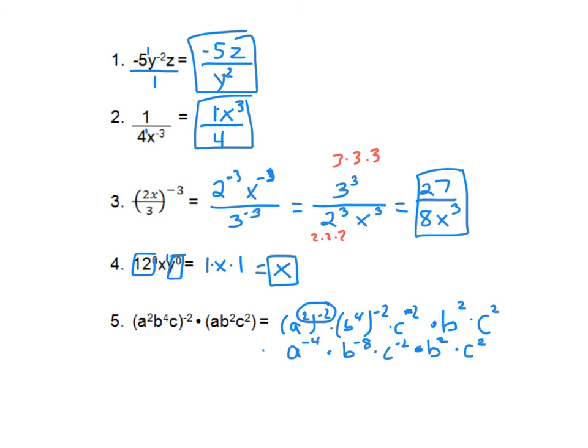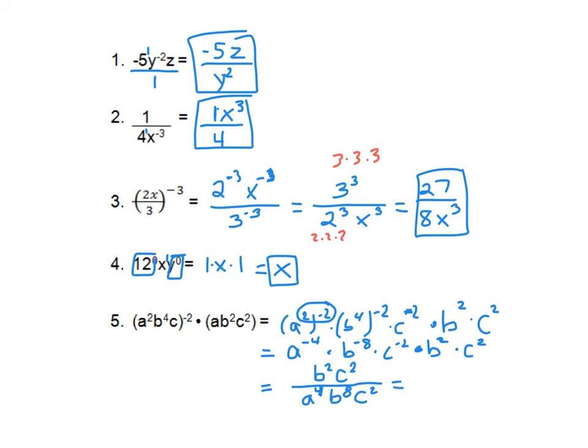Now I finally get to the point where I can use my fraction and decide if things are going to move or stay. A to the negative 4, I'm going to move it, and I'm going to make my power positive. B to the negative 8, I'm going to move it to the other side of the fraction and make my power positive. C to the negative 2, I'm going to move that to the bottom of my fraction and make the power positive. B squared, right here, has a positive exponent, and so it's going to stay where it is, and c squared as well has a positive exponent, so it will stay.